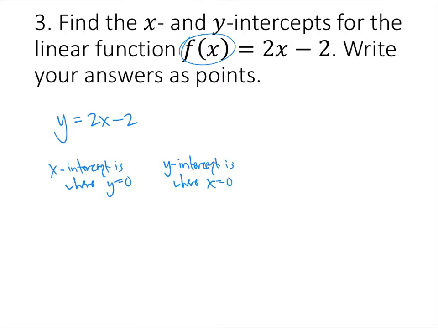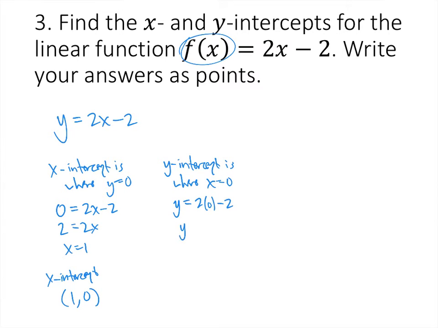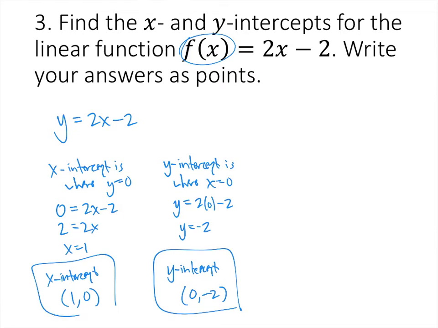So for the x-intercept, we're going to replace the y in the equation with 0 and solve for x. Add 2 to both sides, divide both sides by 2, I get x equals 1. So the x-intercept is the point 1, comma 0. And then similarly for the y-intercept, I replace x by 0, so I get 2 times 0 minus 2. That gives me y equals negative 2. So the y-intercept is 0, comma negative 2. And those are my two answers.